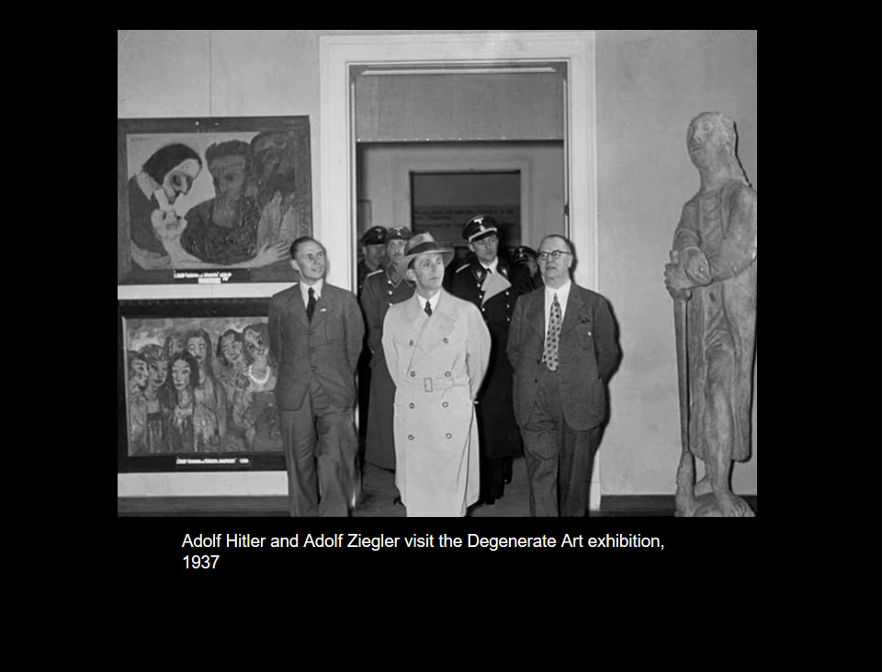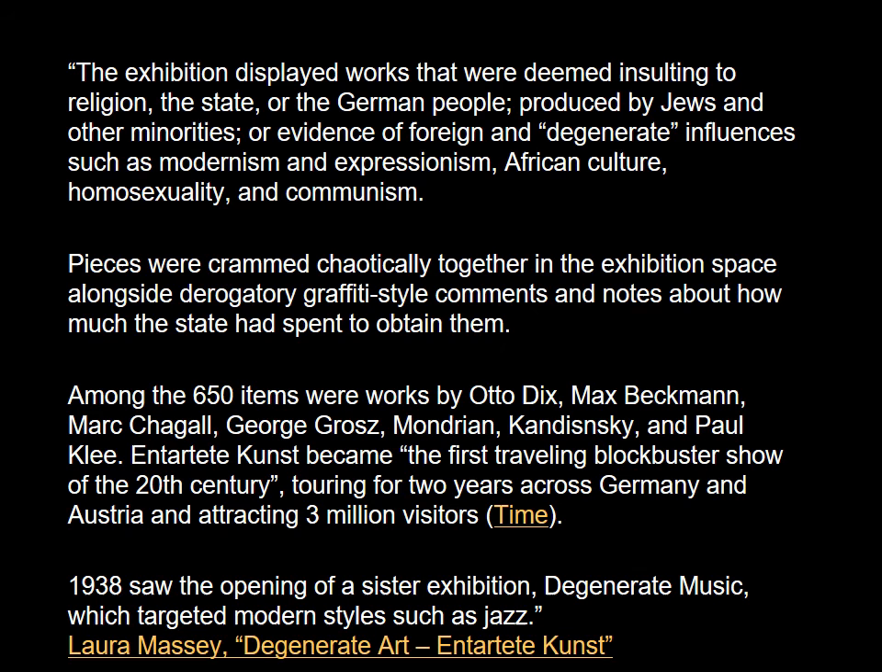So this is a historical photo showing Adolf Hitler and Adolf Ziegler visiting the Degenerate art exhibit. So you can see in the background some of the works that look like pieces we've already been seeing in this class, that don't have sort of that same classical idealism that was so admired by the Nazi Party. So the exhibition displayed works that were deemed insulting to the religion, the state, or the German people.